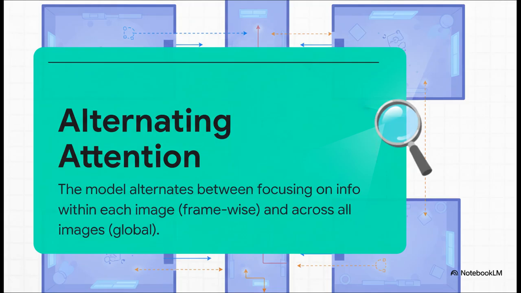The detective analogy is perfect for this. Imagine a detective investigating a crime scene spread across multiple rooms. First, you have frame-wise attention. That's the detective searching for clues inside each individual room. Then you have global attention. That's the detective stepping out into the hallway to figure out how the clues from all the rooms connect to each other. VGGT just does this over and over, alternating between looking at individual images and looking at the whole scene until it has this perfect global understanding of the 3D space.